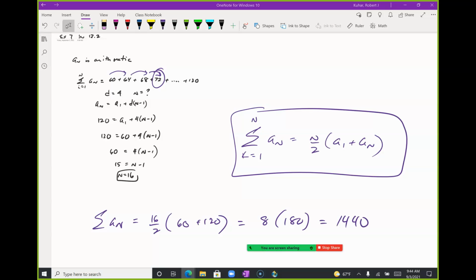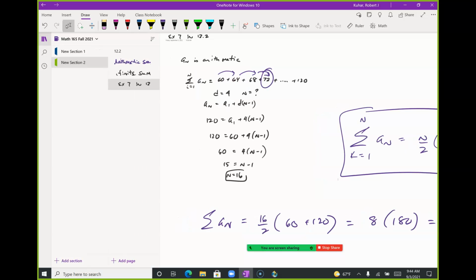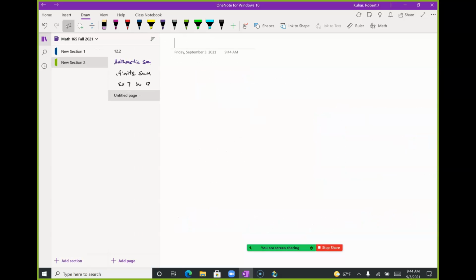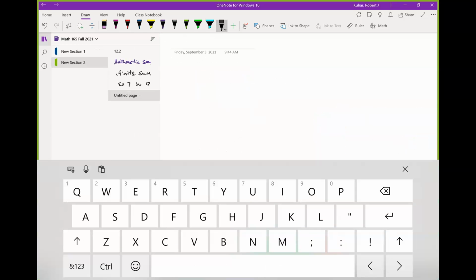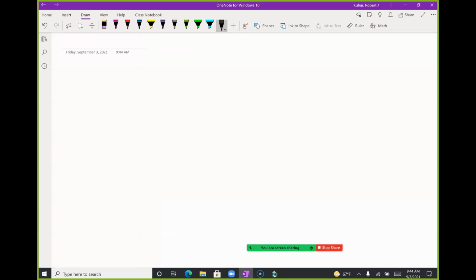So I've got an arithmetic sequence, okay? And I'm going to give you the 4th term and the 20th term. I want you to find everything you can. So this is in the textbook, by the way. This is number 32. So 12.2, number 32.